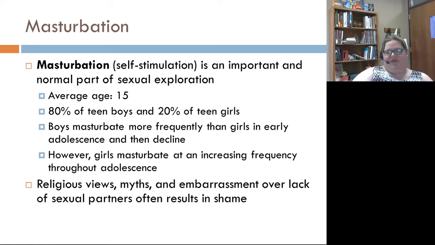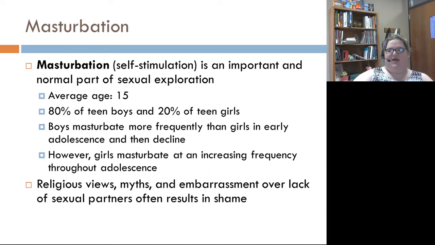When it comes to teenagers, 80% of teen boys and 20% of teen girls masturbate. So more teen boys are masturbating than girls are. I personally think that is probably culturally influenced. Boys masturbate more frequently than girls do in early adolescence. So in those early years, guys are masturbating all the time and girls are not as much. But on the other side of it, when it flips, girls start to increase the frequency at which they're masturbating while boys do not. Why would that be? Well, guys tend to have sex earlier than girls. So if you're having sex, you really don't have to masturbate as much.